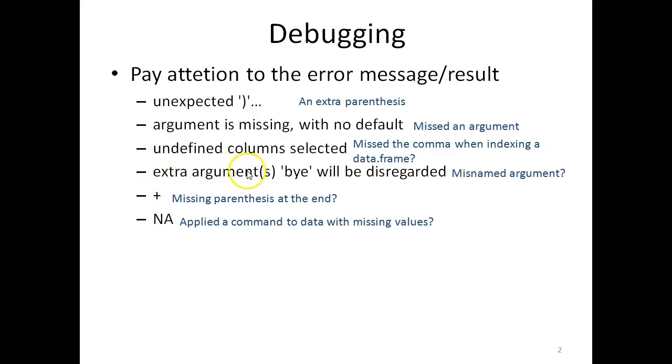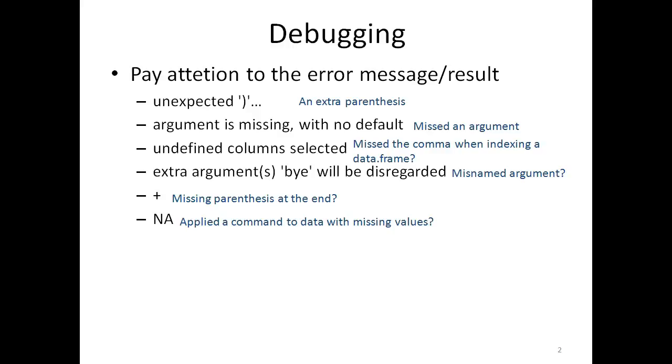And an extra argument, this is just an example, extra argument 'by' will be disregarded. This means that you have entered an argument called by, and in this case it might have been a 'by' that you were actually trying to use. What happens is that it will use the default value for by, and then it will disregard the by that you wrote. So unless you're satisfied with the default value of by, then you will have to delete this and spell it correctly.